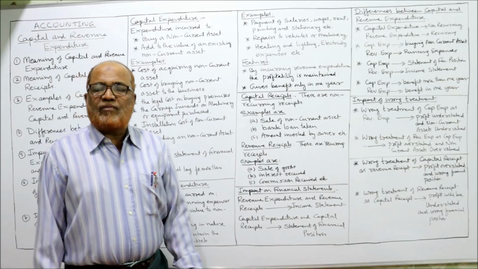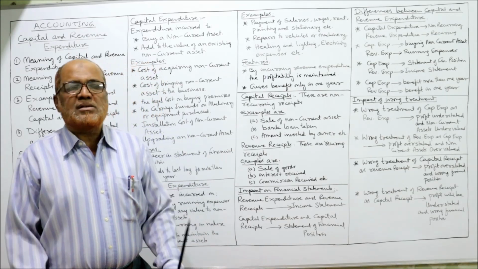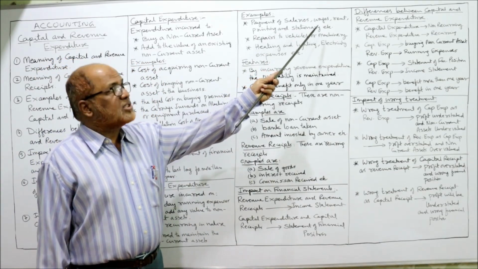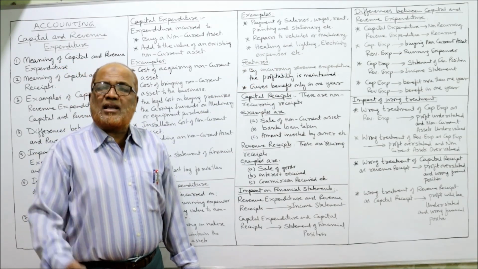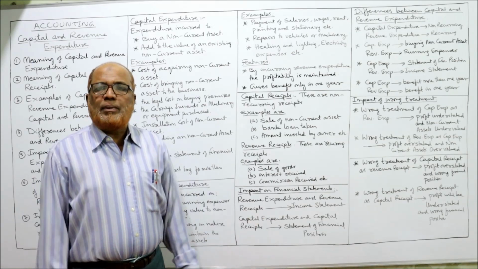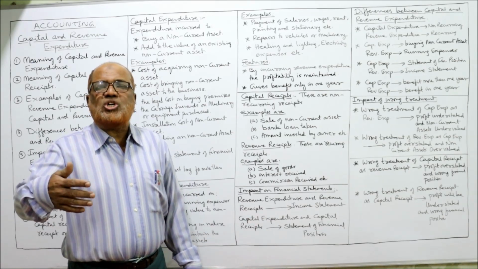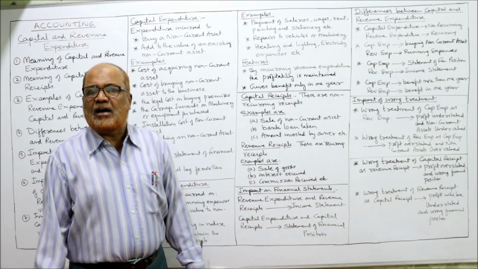Now, examples of revenue expenditure. So many examples are there. First, payment of salaries, wages, rent, printing and stationery, etc. Wages and salaries will be paid every month. Rent will be paid every month. Printing and stationery are incurred every now and then.